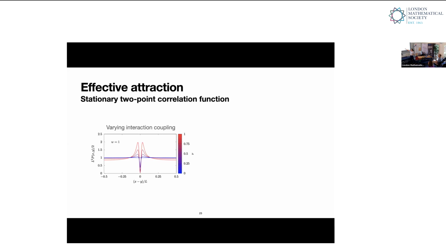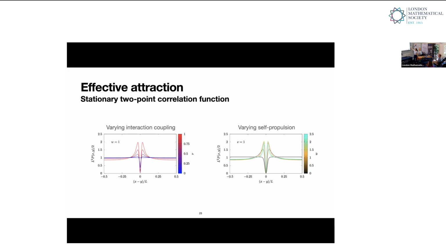So their distribution, the length between them, is uniformly distributed. And as we turn on the interaction, we see two things. One is that at 0 distance, there's this dip. And then away from 0, there's a little bump. The dip at 0 distance shows repulsion. The bump suggests some attraction.